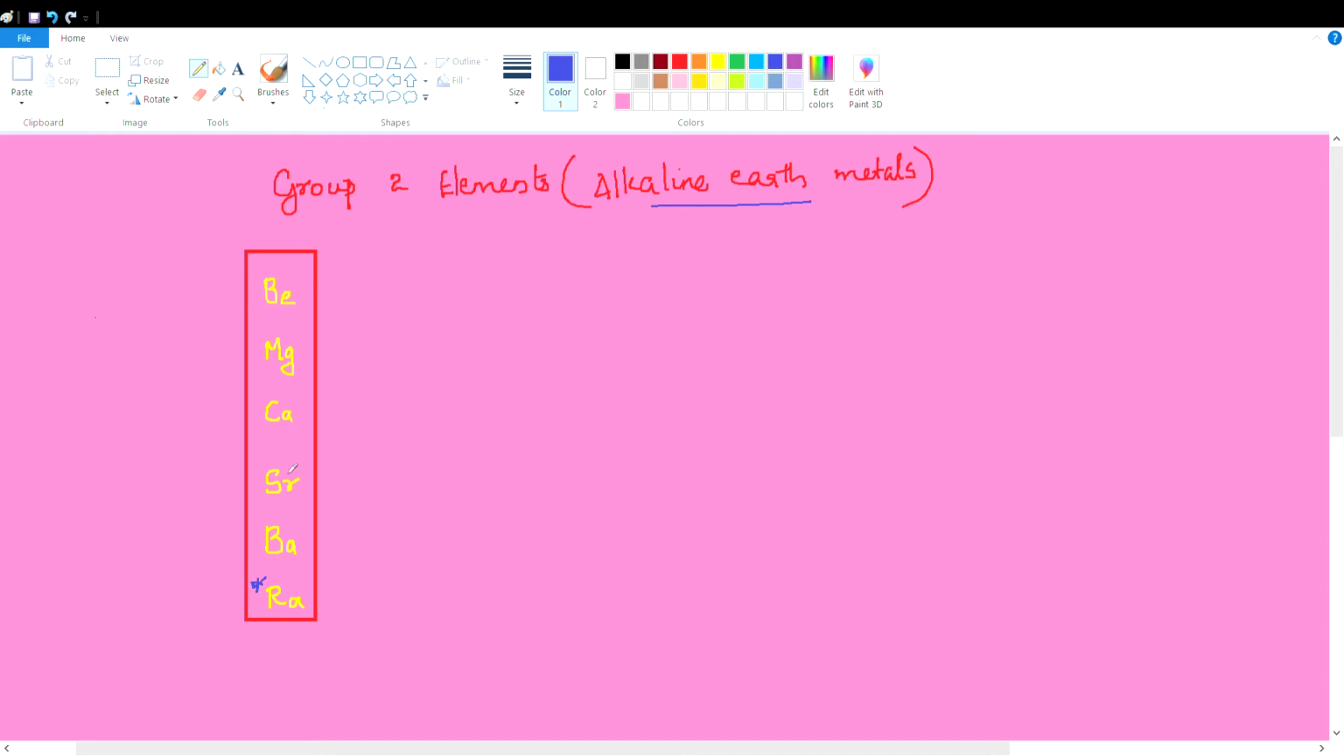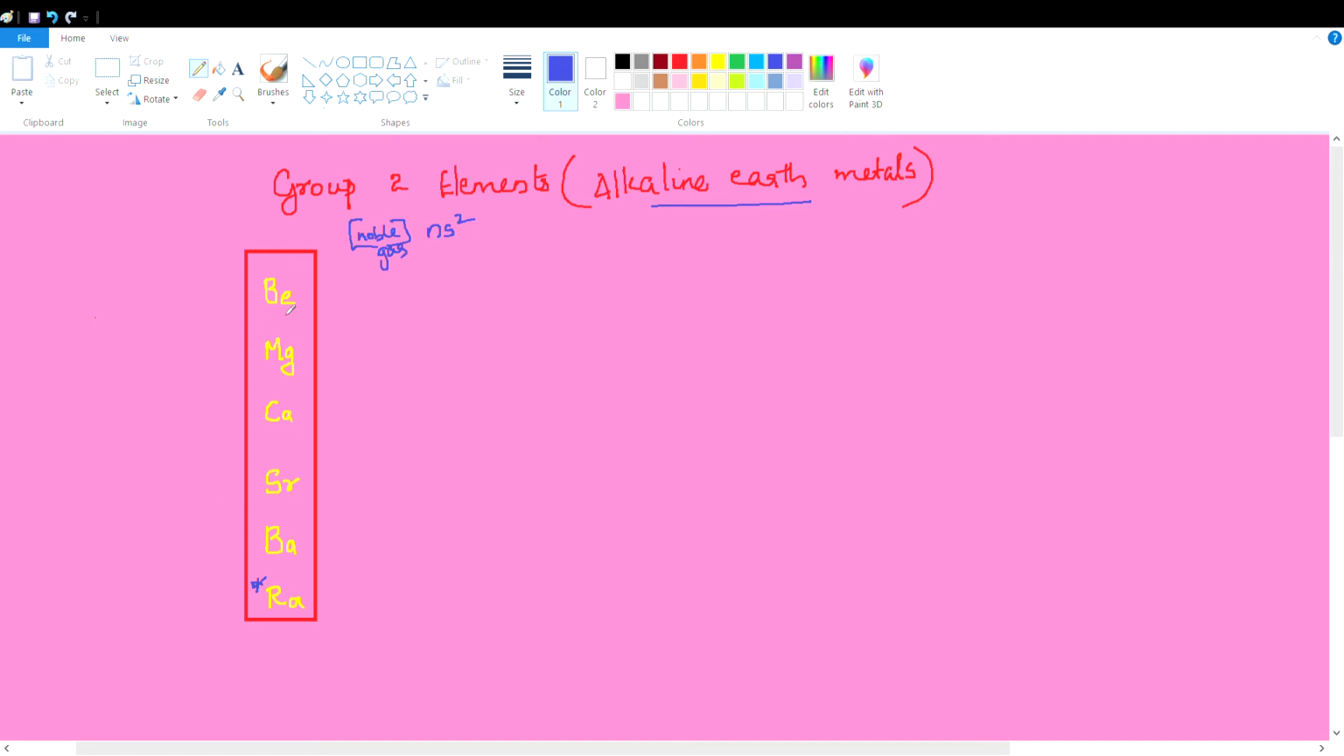All the group 2 elements show similarity in their behavior because of similar electronic configuration. They have a general electronic configuration ns2, with 2 valence electrons. So they have a noble gas configuration, followed by an outermost shell with 2 electrons, ns2. Because of similar electronic configuration, all these group 2 elements show similar chemical properties except the first member.